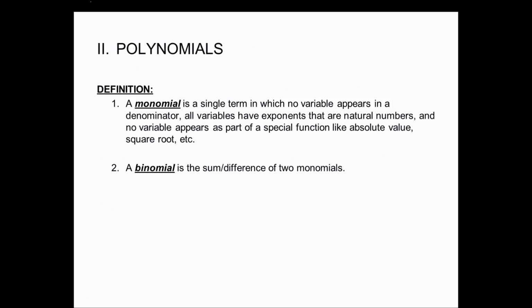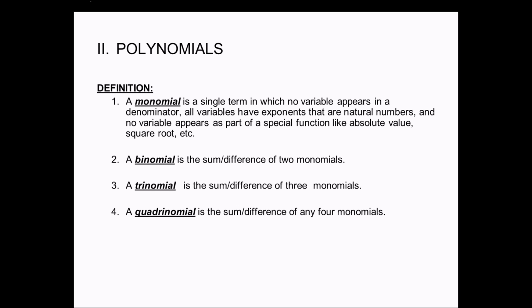Number 2, a binomial is the sum or difference of 2 monomials, the prefix bi meaning 2. So it's 2 nice terms. Number 3, a trinomial is the sum or difference of 3 monomials, the prefix tri meaning 3. A quadrinomial, the quad meaning 4, is the sum or difference of any 4 monomials. And in general, a polynomial is the sum or difference of any number of monomials. So polynomial is a more general phrase. Anything that's a monomial, binomial, trinomial, quadrinomial, and so on, those are polynomials.